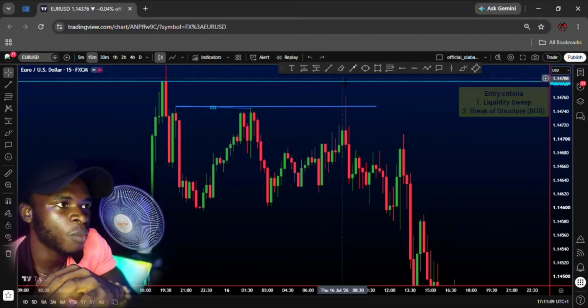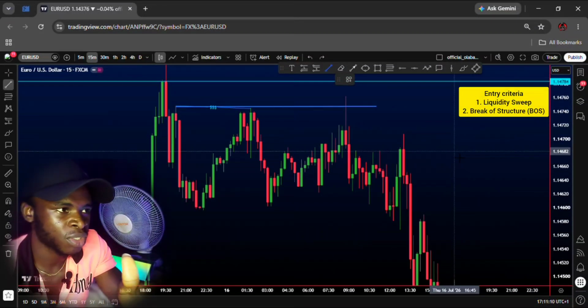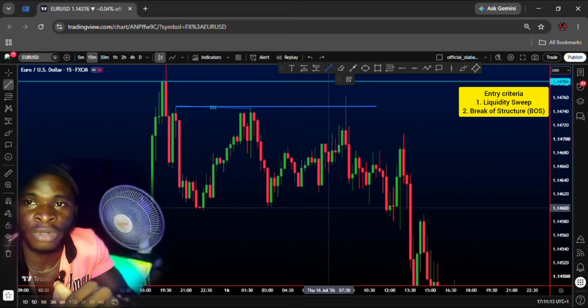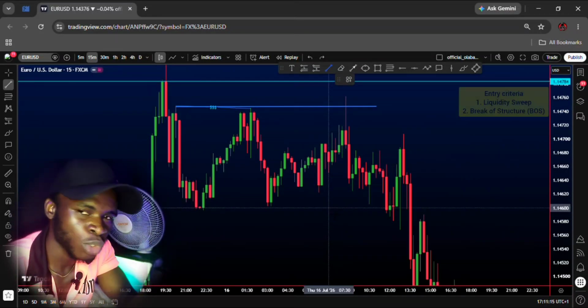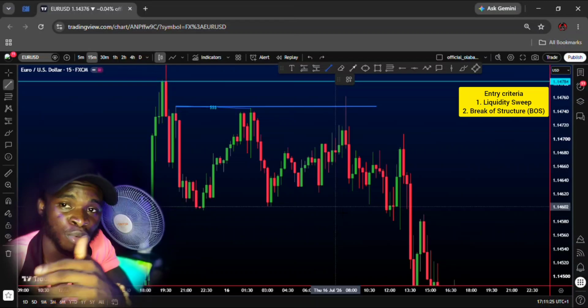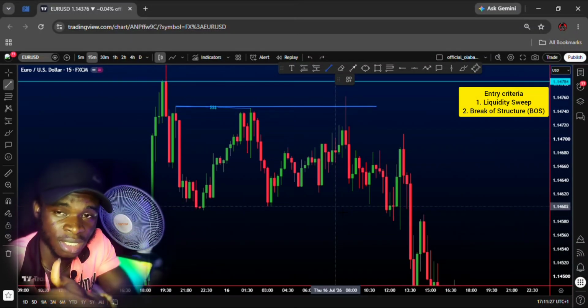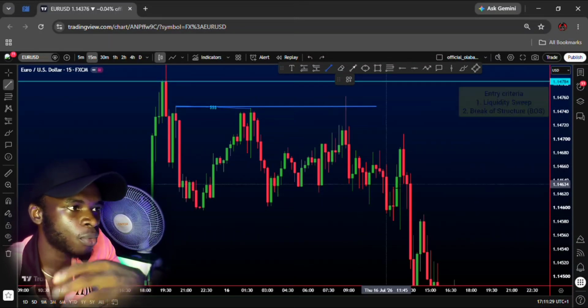We want to wait for break of structure. I didn't mention this, but it is very important to wait for a structure break. This is one major sign that the trend is now shifting from a bullish sentiment to a bearish sentiment. You feel me? So what's that break of structure?